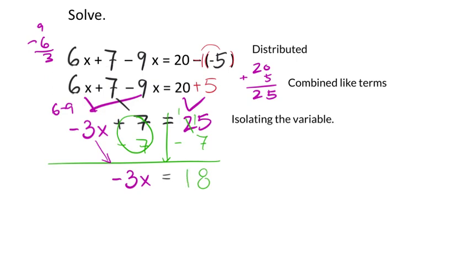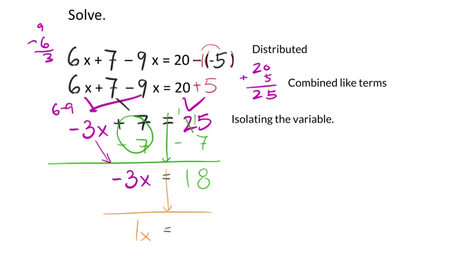Now we've got the variable term by itself. Next, we need to fix the coefficient of x. It's a negative 3 right now, but we need it to be a positive 1x. 1x equals something, and that will complete the problem other than checking.